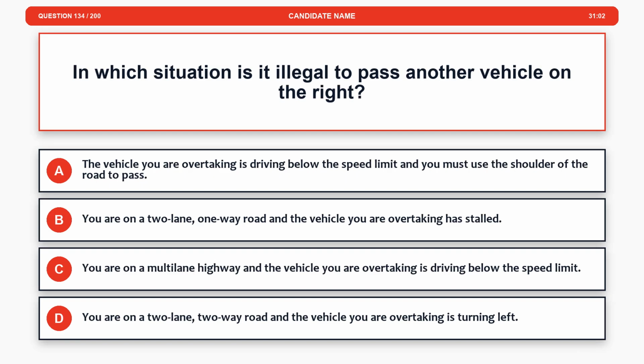Question 134. In which situation is it illegal to pass another vehicle on the right? Option A, the vehicle you are overtaking is driving below the speed limit and you must use the shoulder of the road to pass. Option B, you are on a two-lane, one-way road and the vehicle you are overtaking is stalled. Option C, you are on a multi-lane highway and the vehicle you are overtaking is driving below the speed limit. Option D, you are on a two-lane, two-way road and the vehicle you are overtaking is turning left.